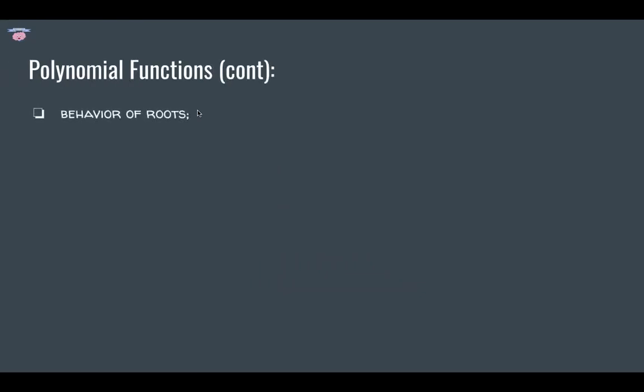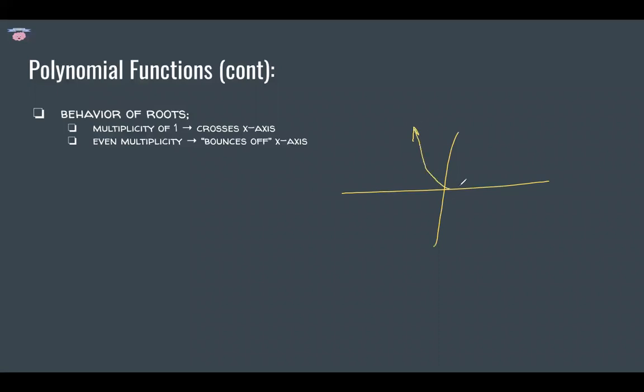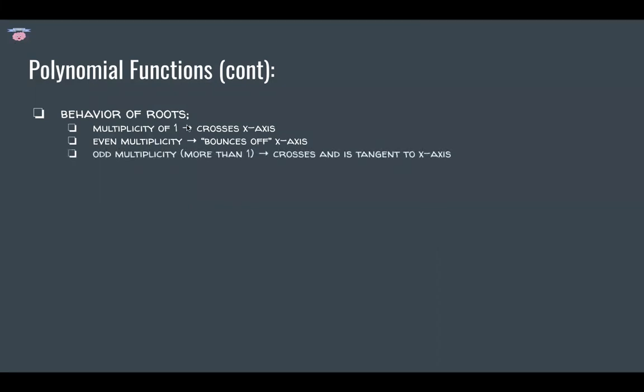The behavior of the roots, when it's a multiplicity of 1, it crosses the x-axis. If it's even, it bounces off in quotation marks. It basically looks something like this. I probably should change the color. So right here, it bounces off. It doesn't go through. In a linear, it would just go through. But in a quadratic, it bounces off. Odd multiplicity more than 1, it crosses and is tangent to the x-axis.